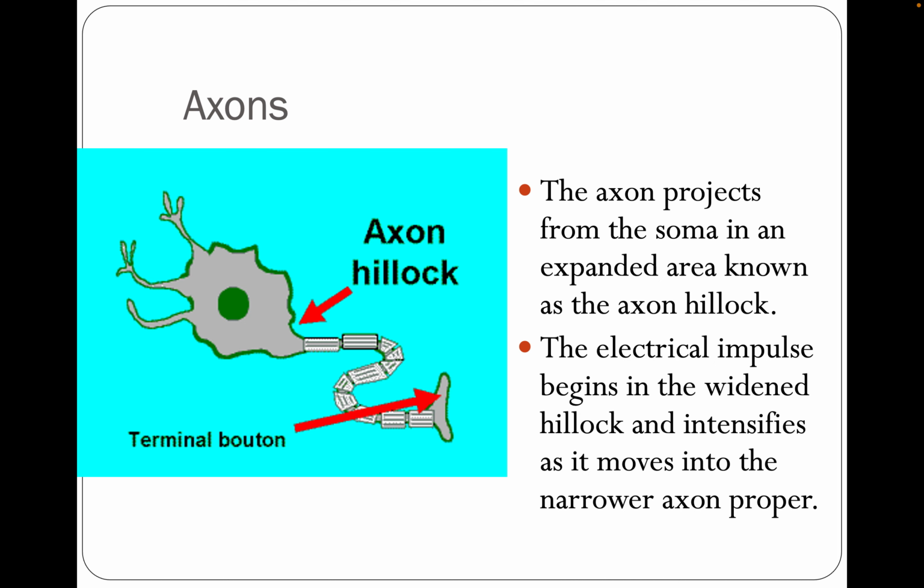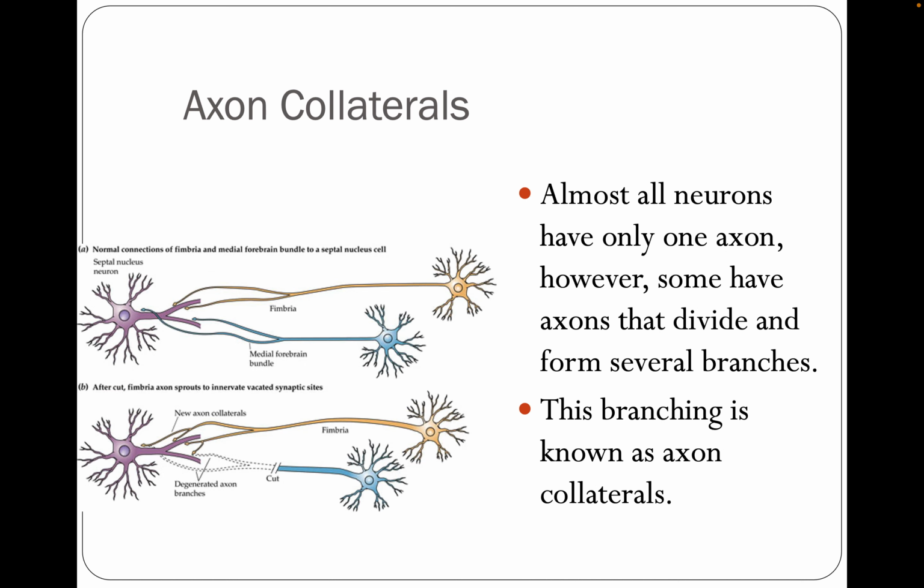The axon projects from the soma in an expanded area known as the axon hillock. The electrical impulse begins in the widened hillock and intensifies as it moves into the narrower axon proper. Almost all neurons have only one axon. However, some have axons that divide and form several branches. This branching is known as axon collaterals.